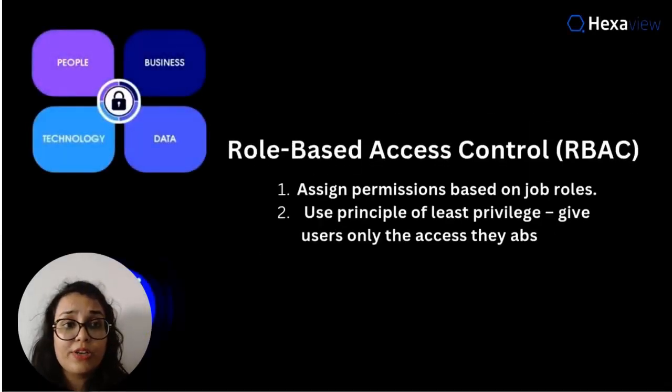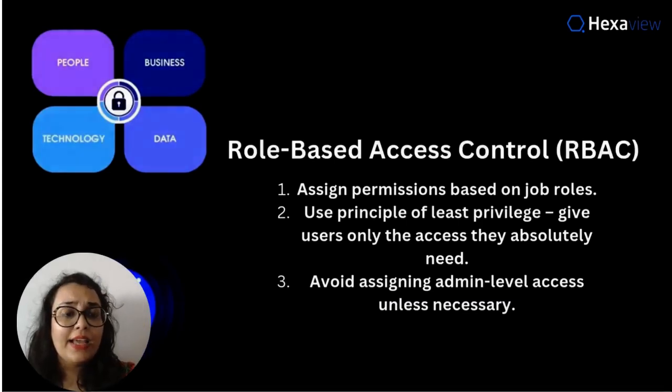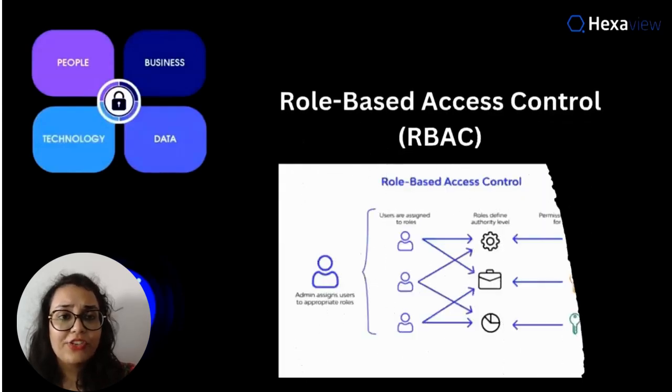One of the most important guardrails in Agent Force is role based access control, or RBAC. It helps manage who can do what by assigning permissions based on job roles. This ensures users get only the access they truly need, following the principle of least privilege. Now let's see how RBAC works in action.